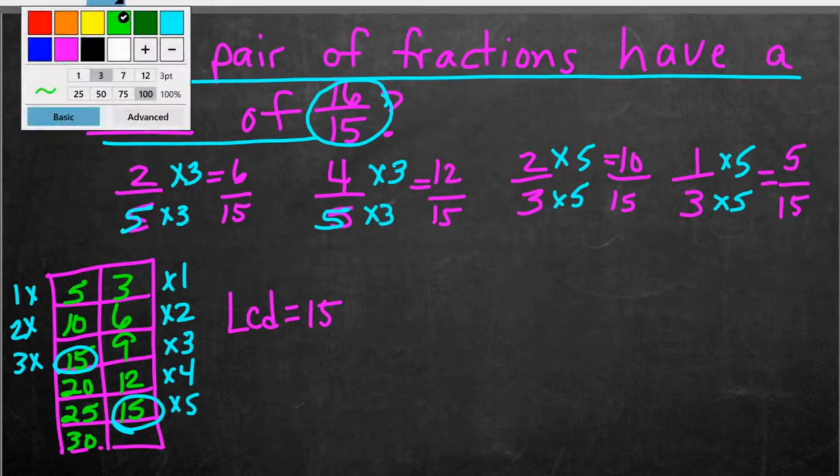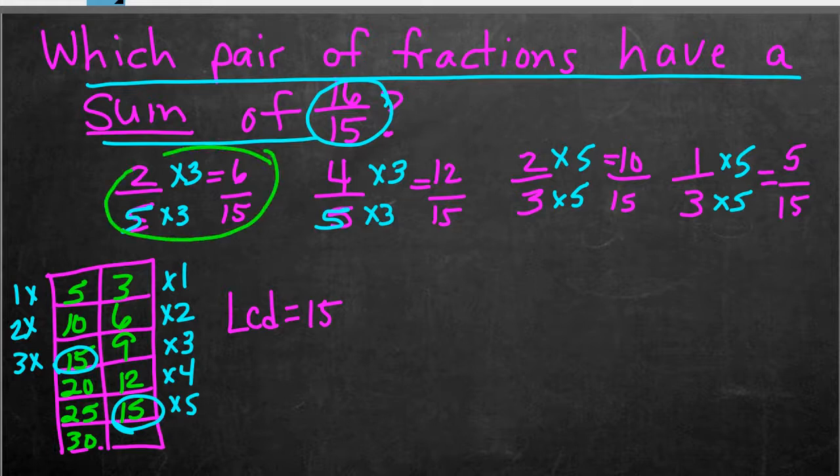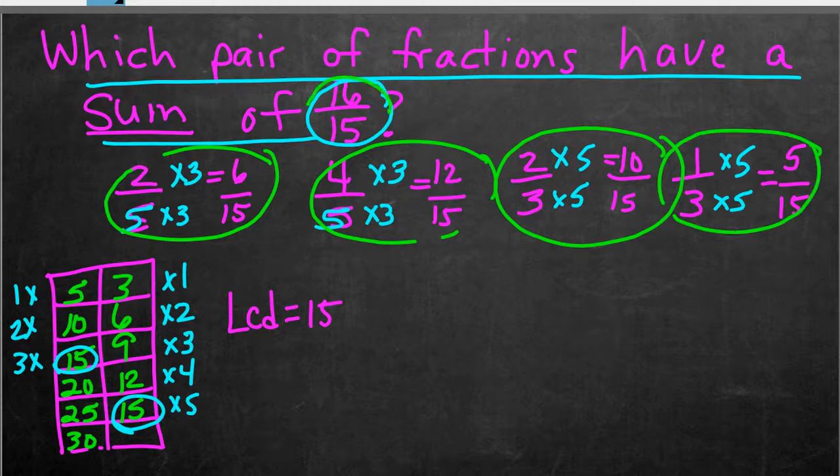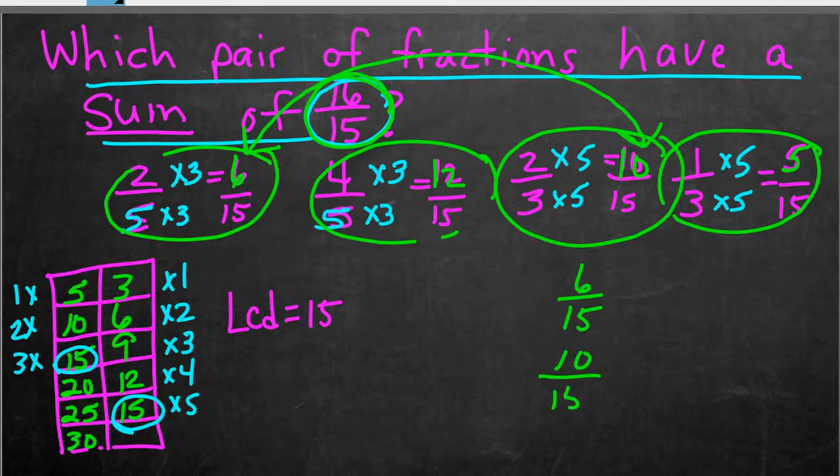So I'm going to go ahead and circle my different groups. And I'm looking for 2 fractions that when I add them together, I will get 16 out of 15. So if I add 6 and 12, that's too large. If I add 5 and 10, that's too large. But I do notice that if I add the numerator of 10 and the numerator of 6, I will get 16. So when we take 6/15 plus 10/15, we will get 16 out of 15.